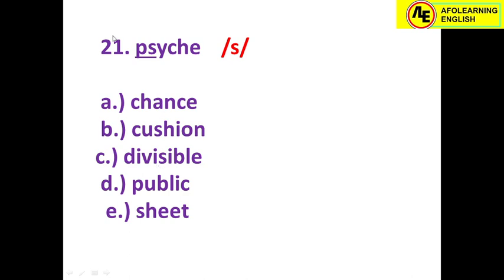Number 21, we have psyche. Letter P is obviously silent, so we're looking for letter S. The correct answer here is chance. Letter C here gives us the s sound. Chance. Option B, cushion, no. Divisible, no. Public, no. Sheet, no. So the correct answer is chance.